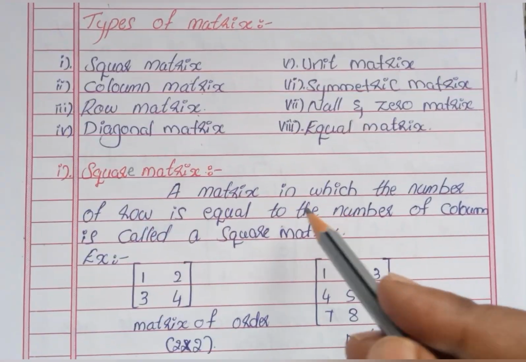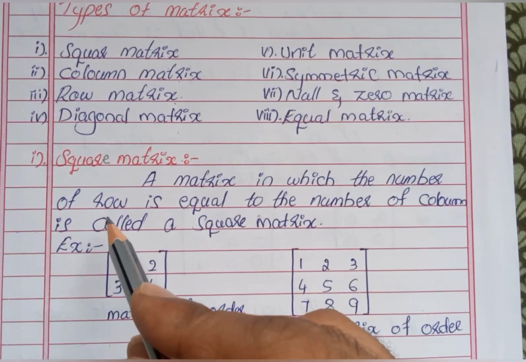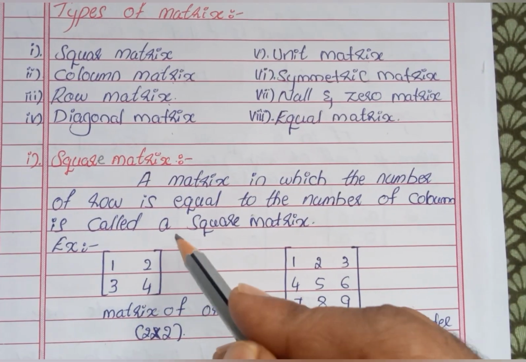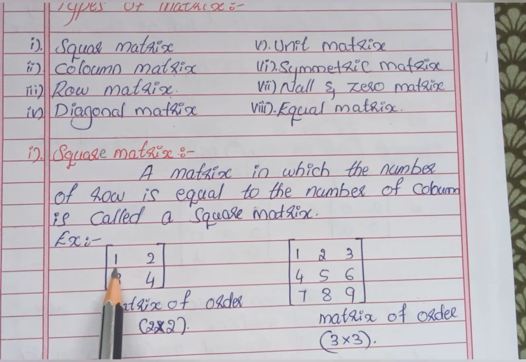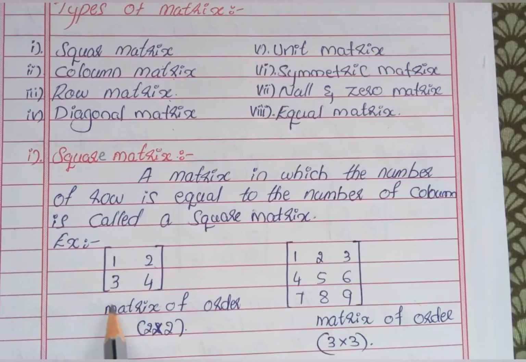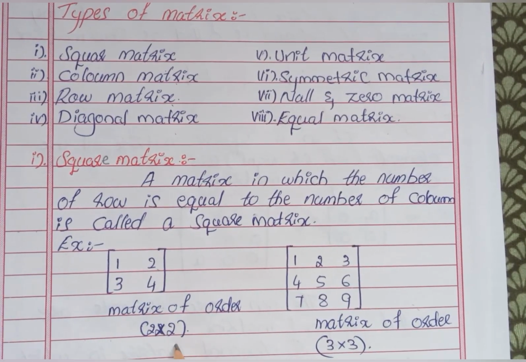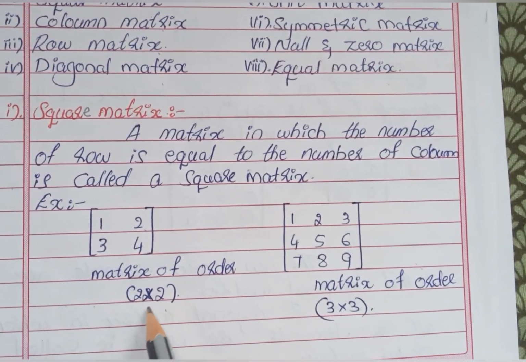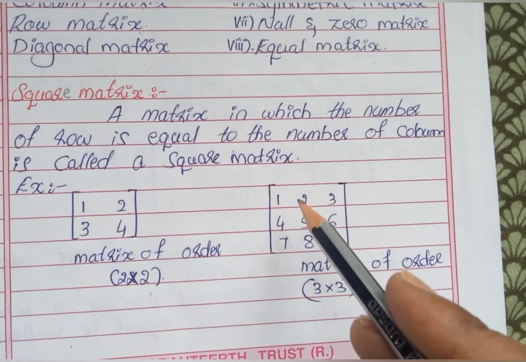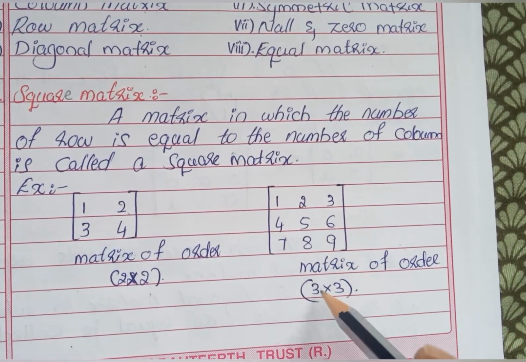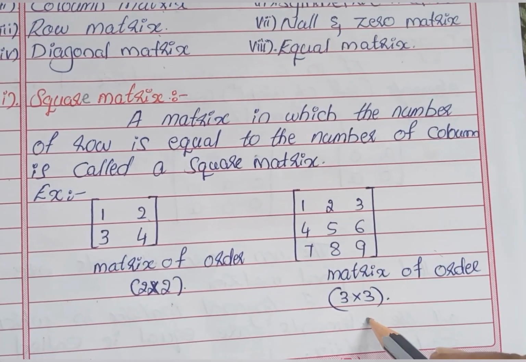What is the square matrix? A square matrix is one in which the number of rows is equal to the number of columns. This matrix is of order 2 into 2, and similarly 3 into 3 order. The number of columns is equal to the number of rows. This is the order 3 into 3.